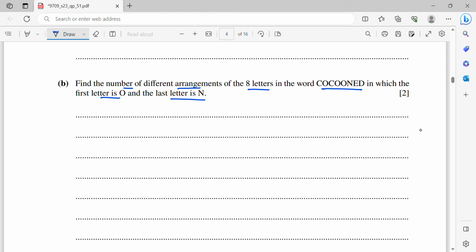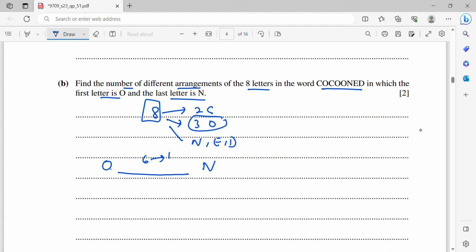Right, remember just now we have 8 letters, 2 C's, 3 O's. Okay, then you have NED. So now it's mentioned the first is O, then the last is N. So since we have a total of 8 letters, it means that in between we have 6 letters. Out of these 6 letters, you still have 1 O. Okay, sorry, you have 2 O's because initially you have 3 O's. So 1 O is taken here. So you have 2 O's and 2 C's. Then of course you have NED here. Sorry, you have ED. Okay, here you have E and D. The N is taken, which is the last place.